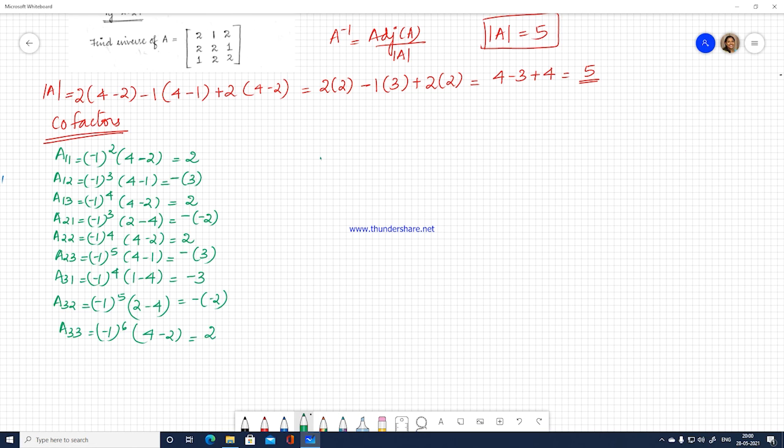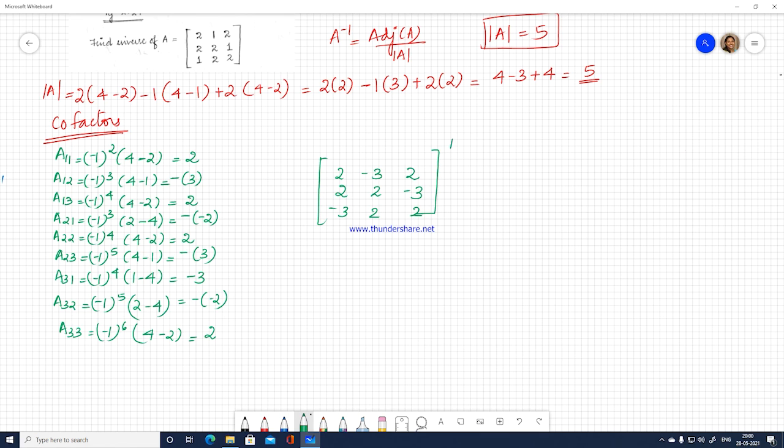Now let's write all the cofactors. So we got 2, minus 3, 2. We got 2, minus 3. A21 is 2, then again 2, so 2, then minus 3, then minus 3, 2, 2.